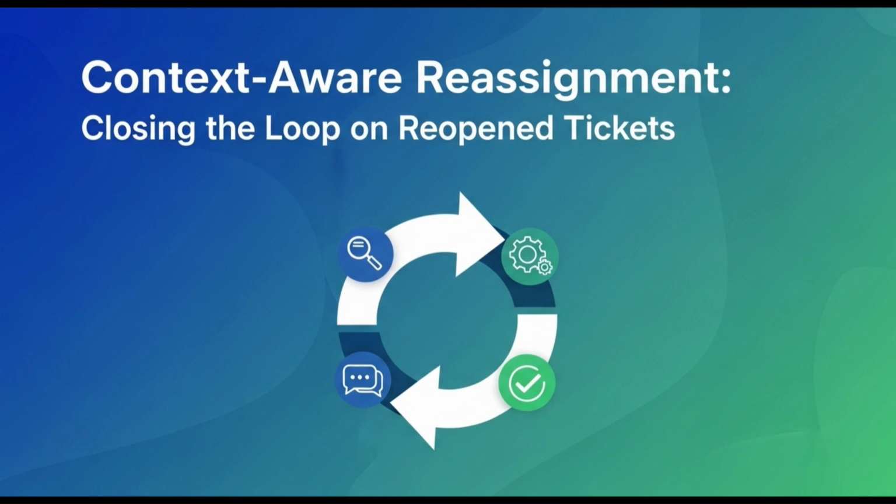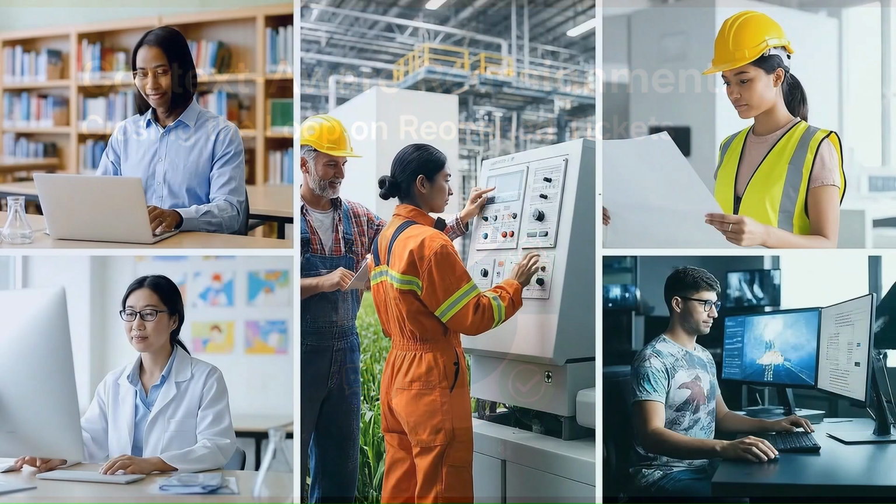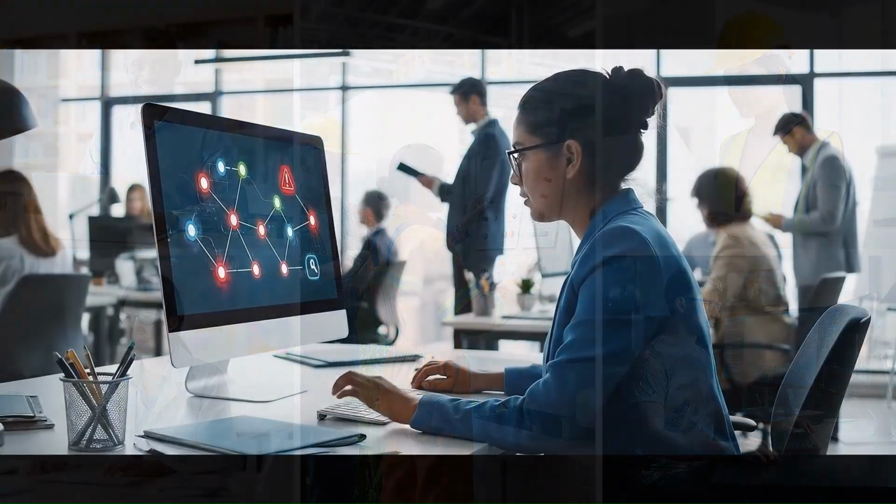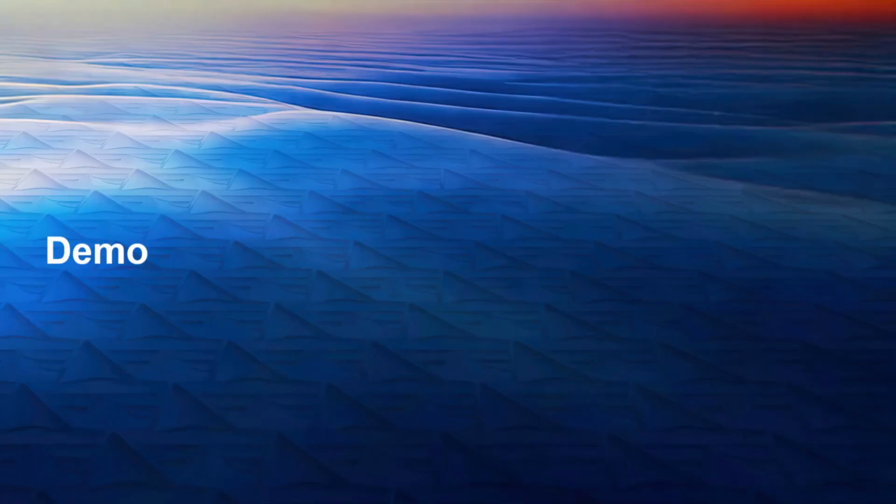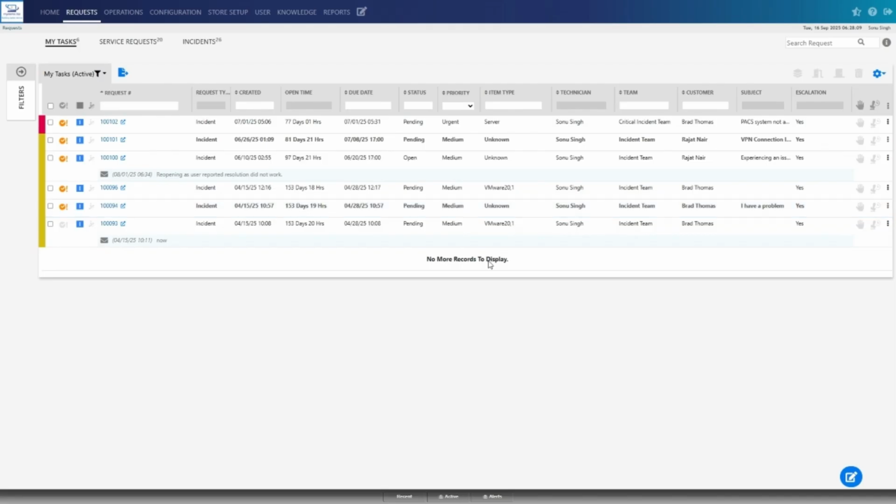Close the loop on reopened tickets with context-aware reassignment. When a ticket reopens, it automatically goes back to the last technician who worked on it. That preserves history, avoids rework, and gets the customer a faster, more consistent resolution from someone who already knows the case. Let's see a demo of this feature.